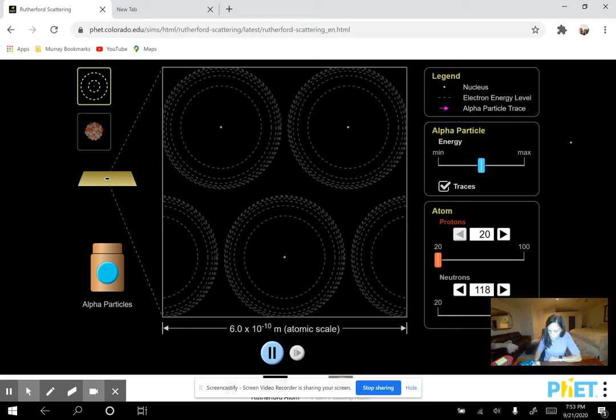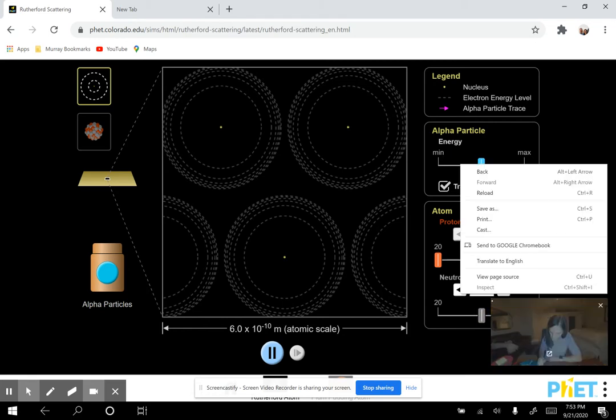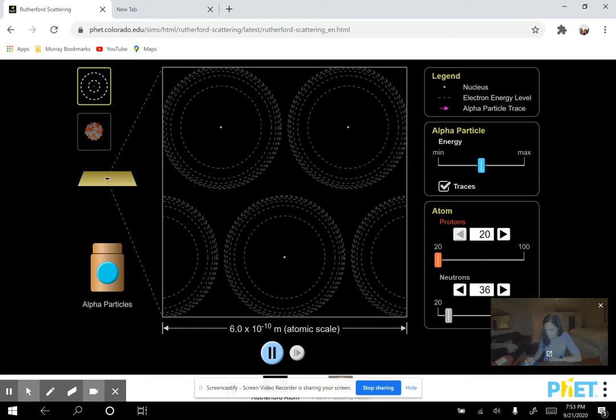Okay. We can have a small amount of neutrons or a large amount of neutrons. Right now, we're really not going to be worried about the amount of neutrons. Okay. Now, what I want to do after I've got my protons set to 20, I want to click on this blue button right here and get this started.